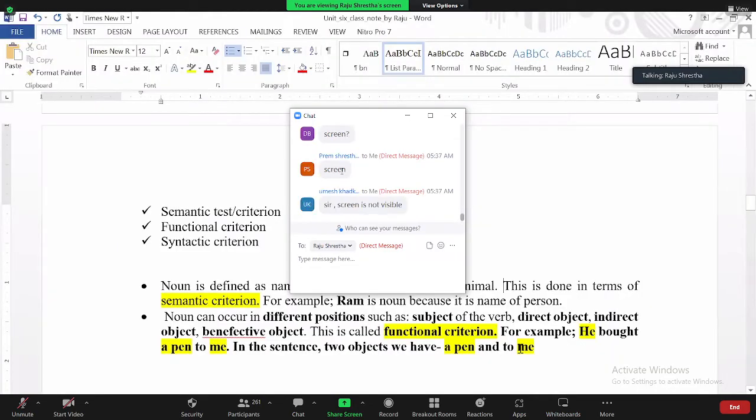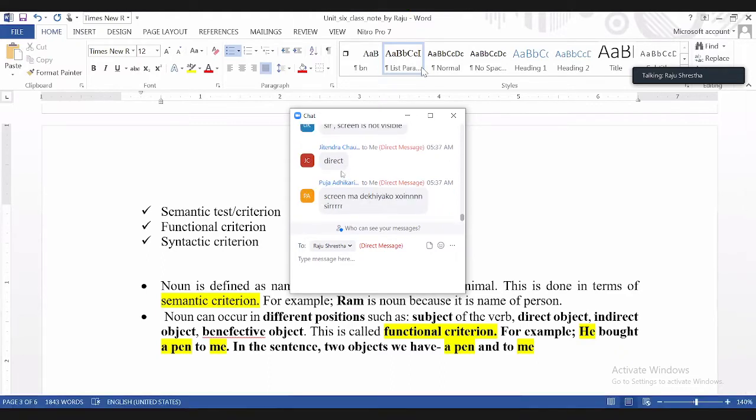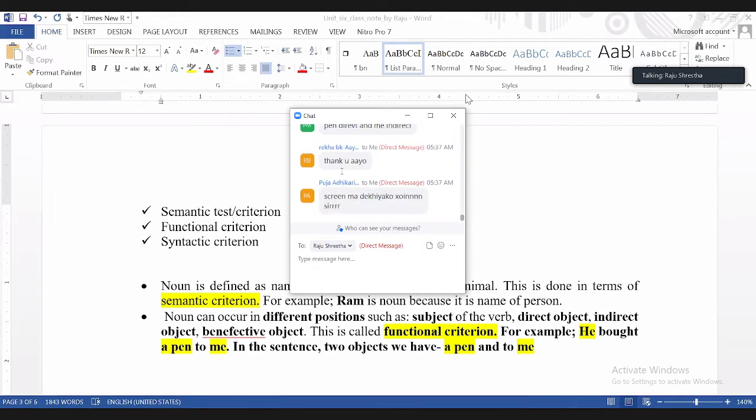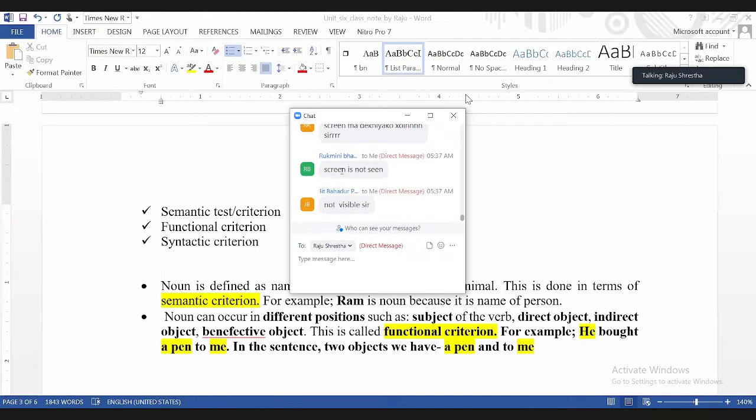Okay, a pen is what? A pen is the direct object, and to me is what? Both are objects. Which object is the direct object, and which is the indirect object? To me is the benefactive, indirect object. Pen is direct. Thank you. So in this sentence, a pen is the direct object.